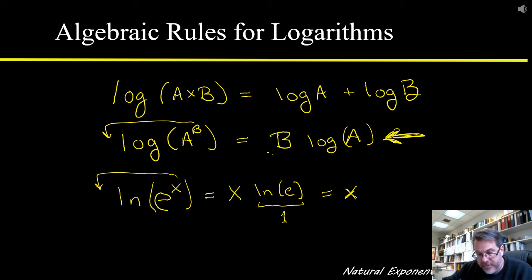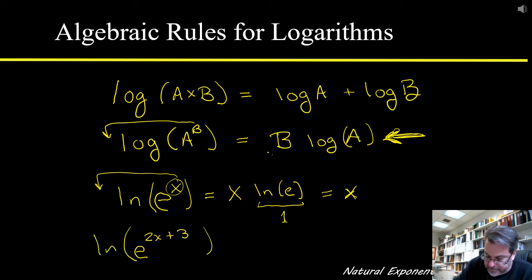And this works if you have a single variable up here in this exponent, but it can also work if you have a more complicated function. So for example, if you have something like e to the 2x plus 3, you can take the log of that, and that just gives you 2x plus 3. Okay. All right, so let's look at some examples of that on the next slide.